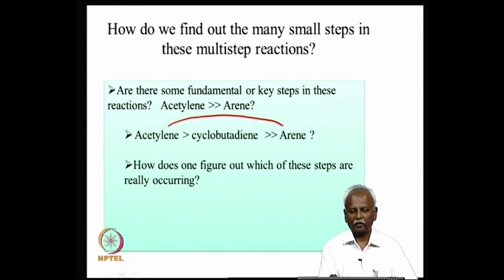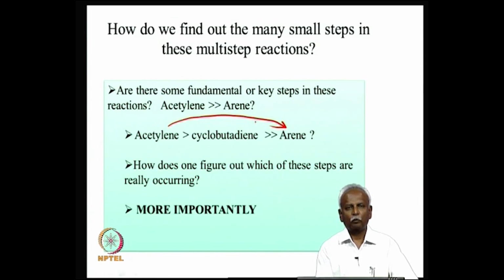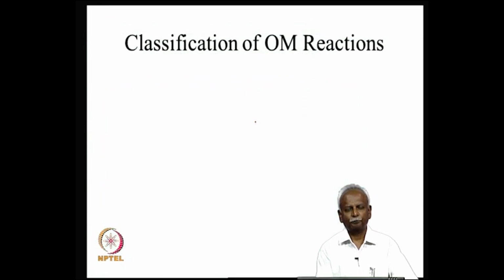So, are we going directly from the acetylene to the arene, or are we going through an intermediate? How does one figure out which of these steps are really happening? Or more importantly, we have to ask the question, which steps are not involved? This will help us to design better catalysts. It will help us to understand these reactions better, and probably even promote the same type of transferability that we have in organic chemistry to organometallic chemistry.